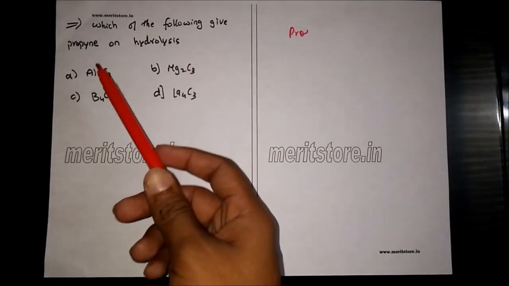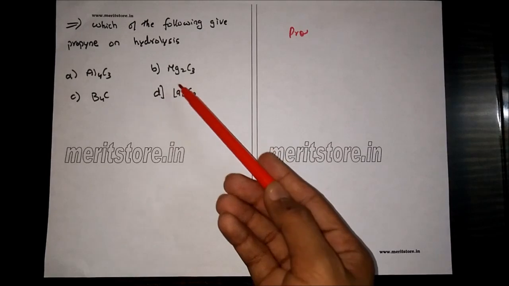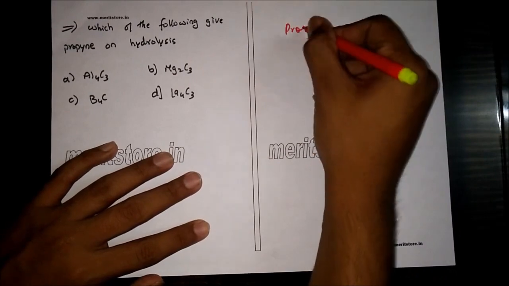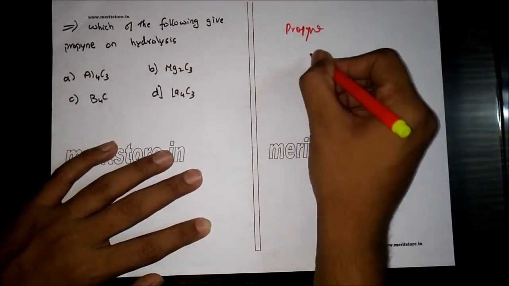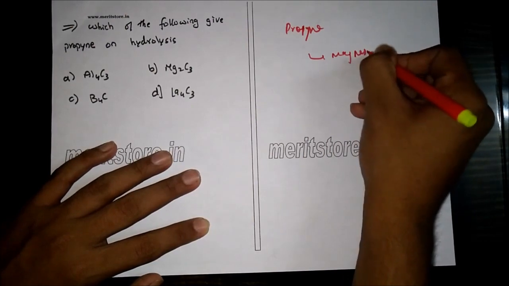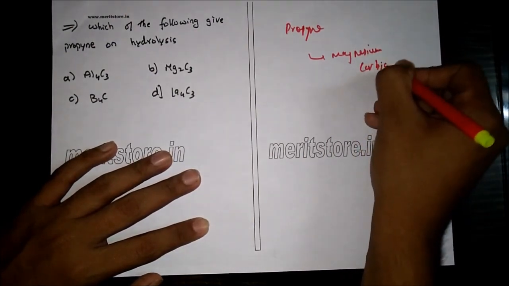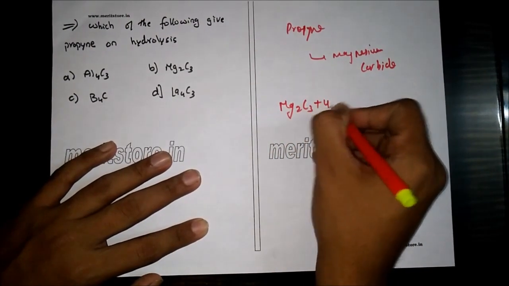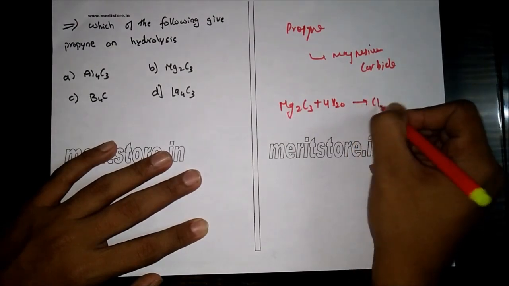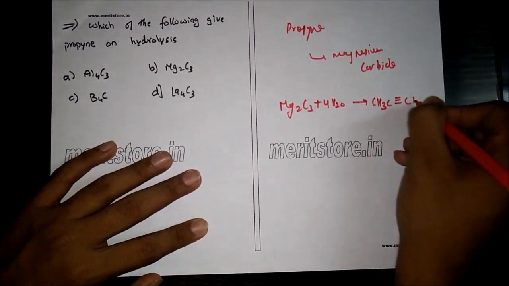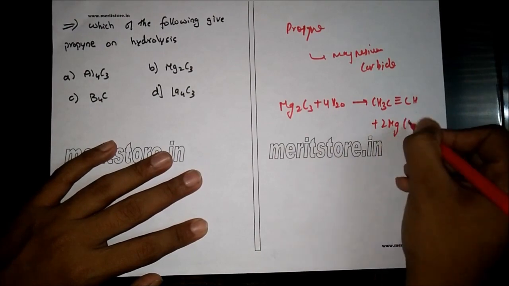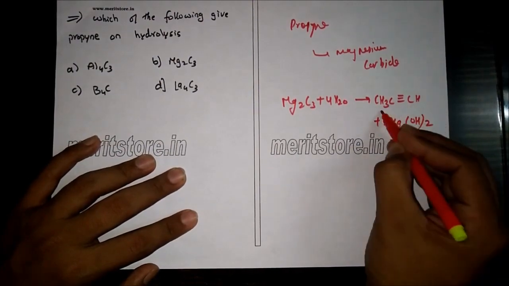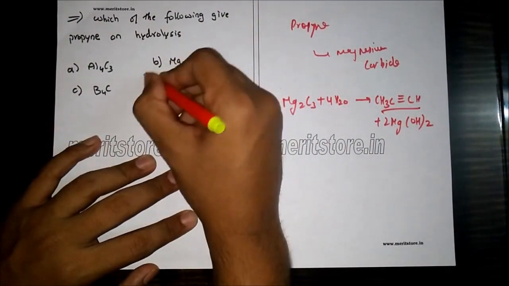The following give propyne on hydrolysis: A, Al4C3, B, Mg2C3, C, B4C, or D, La4C3. Now, propyne can be prepared by the hydrolysis of magnesium carbide, which is Mg2C3. The reaction goes as this: Mg2C3 plus 4H2O gives CH3C triple bond CH plus 2 Mg(OH)2. Hence, this gives propyne on hydrolysis. Therefore, the correct answer is option B.